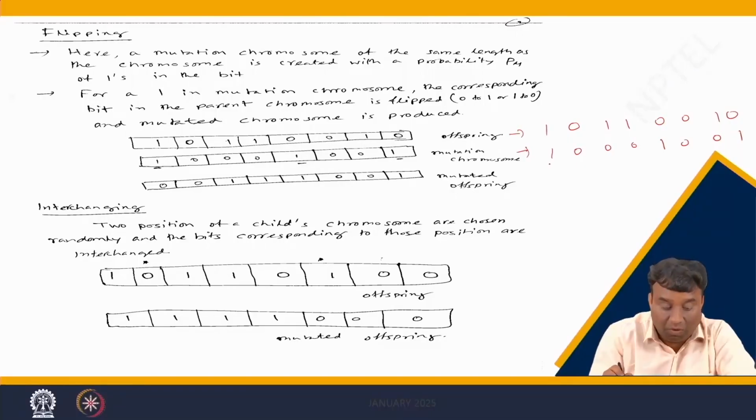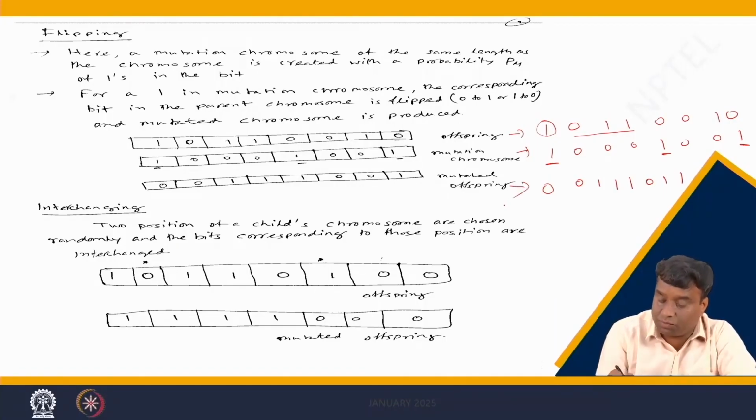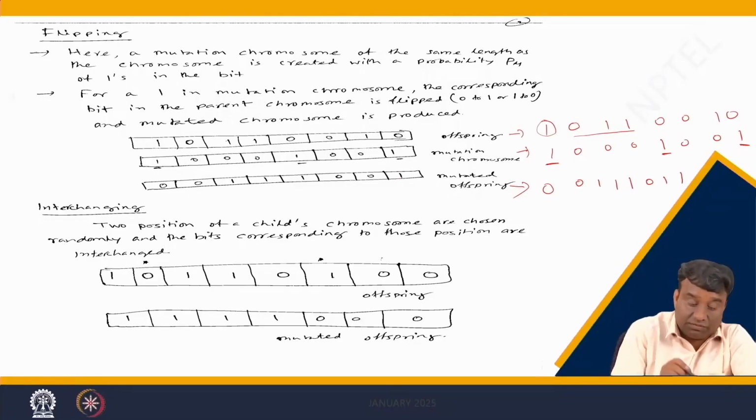Wherever there is a 1 in the mutation chromosome, we need to flip the corresponding bit. So we flip it, and this becomes 0. Then the next bits stay the same, 0 1 1. This is 1, so this is flipped. Next is 0, so it becomes 1. So that is the mutated chromosome. You can try it with another example. So that is the first one, flipping.